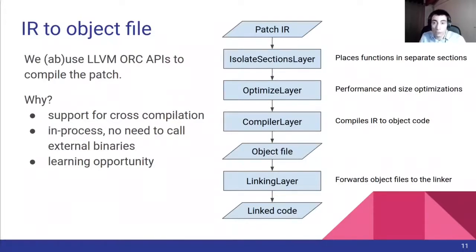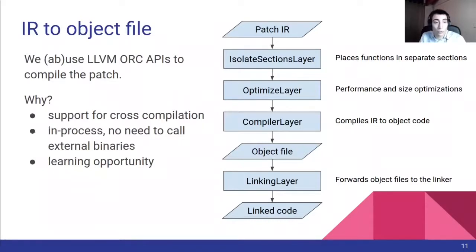Then we do some optimizations to increase performance and to decrease the size of the code that we're going to generate. And then we have a compile layer which takes the IR and lowers it to actual machine code generating an object file. Then there is a linking layer which takes the object file generated by the compiler and it forwards it to the linker.